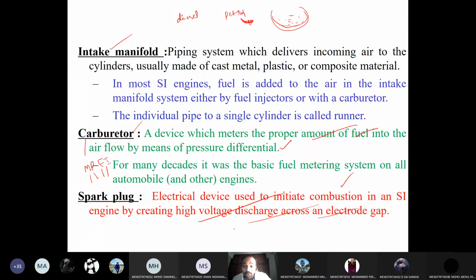Thousands of volts. 12 volts or 5 volts is not enough, because these are the batteries, right? We require 20,000 to 40,000 volts. Why?